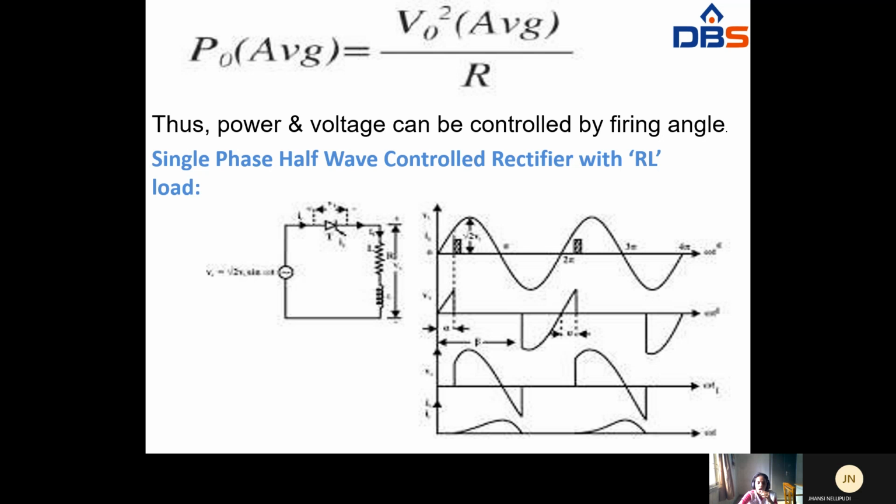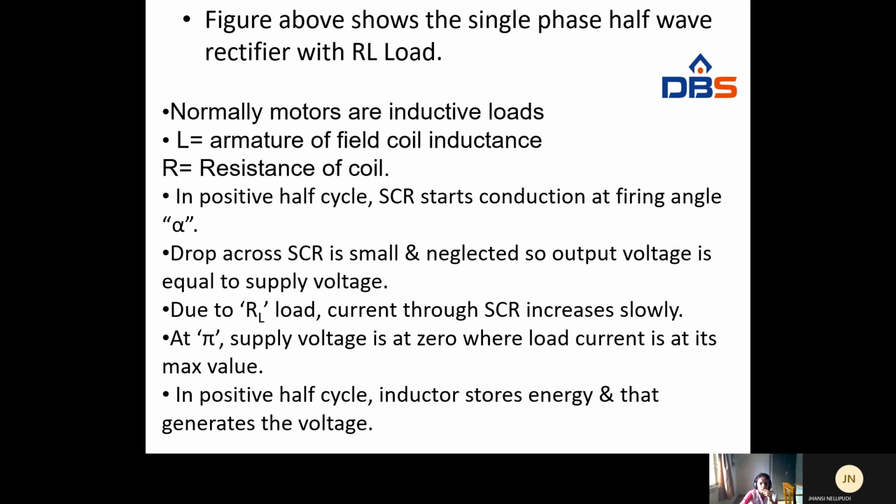Okay, so this is the half wave controlled rectifier with RL load. This is the circuit diagram and these are its waveforms. When you see this operation, the figure above shows the single phase half wave rectifier with RL load. Normally motors are an inductive load. So L is the armature or field coil inductance, R is the coil resistance.